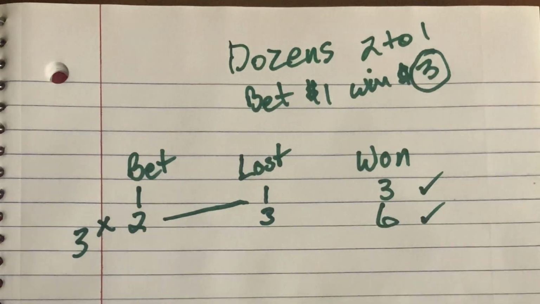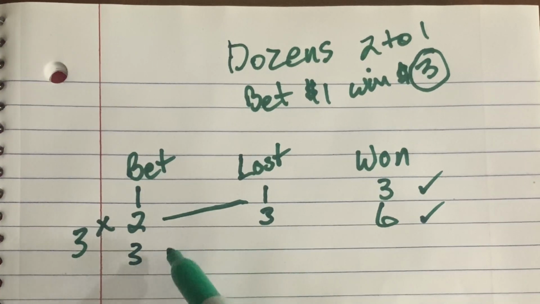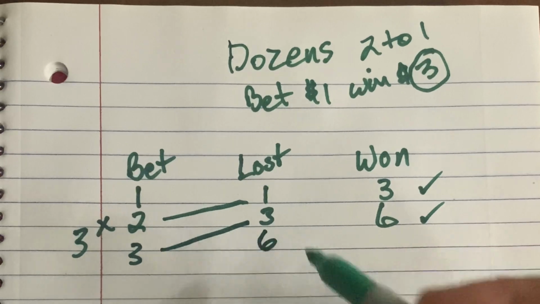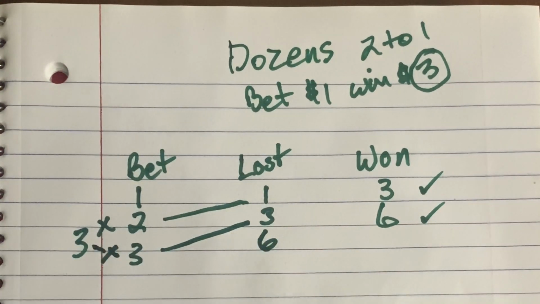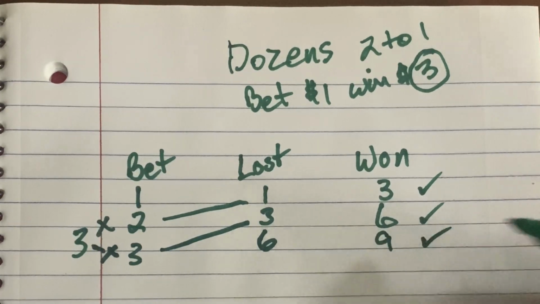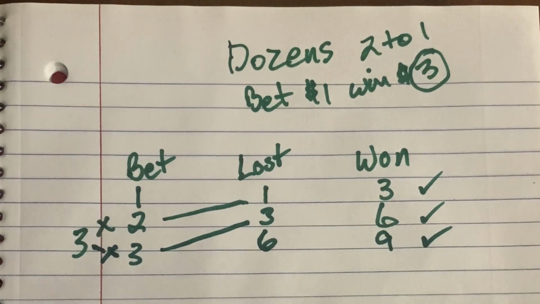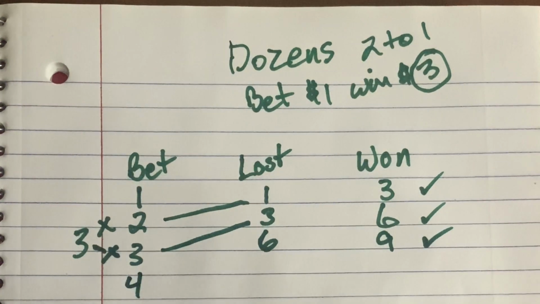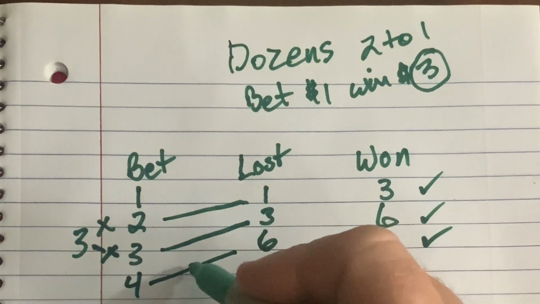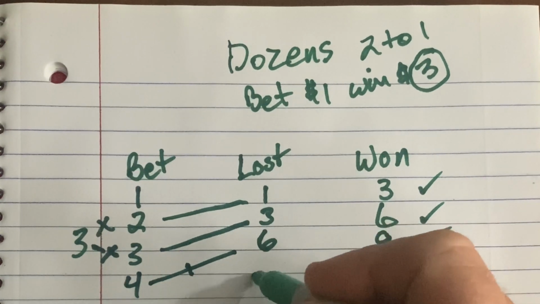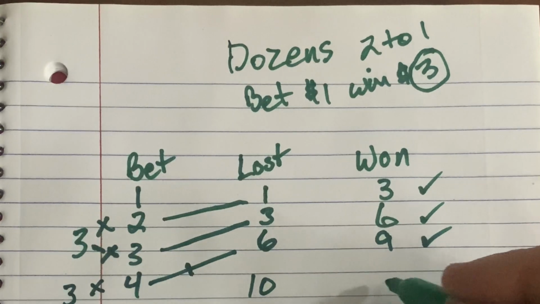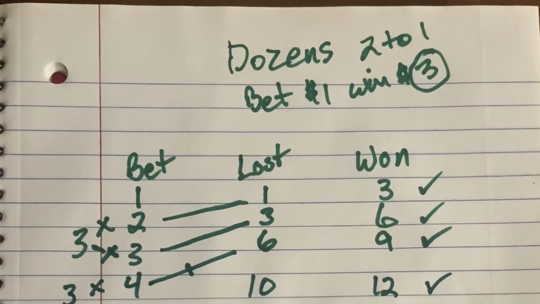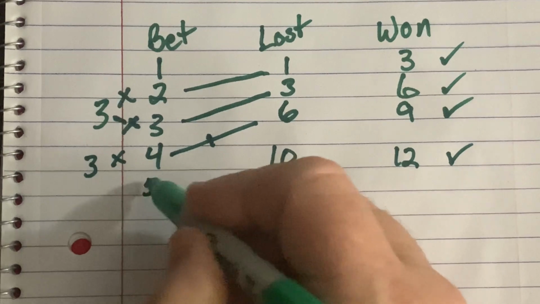Now we go down to 3. So 3 plus 3 is 6. If we had lost 3 in a row, we'd have lost 6 units. Now we times that by 3 if we win, and we have a 9. So 9 is greater than 6. Now we go to 4. 4 plus 6 is 10, so that's 10 units. 4 times 3 is 12. So 12 is still better than 10. See how that works?